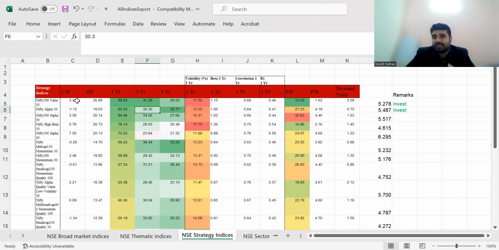And Alpha 50. Many people reached out after the last video: what is alpha? Alpha is the difference of your portfolio minus the market portfolio. Like the over and above whatever you are generating is alpha.